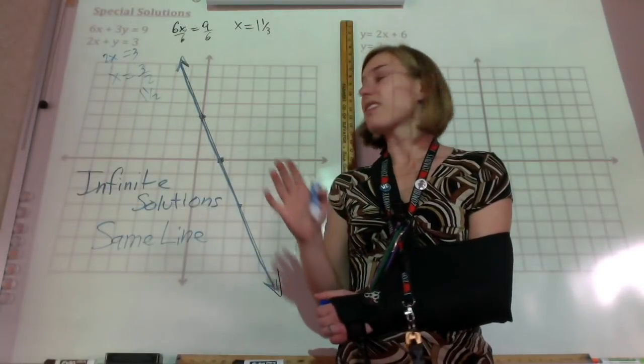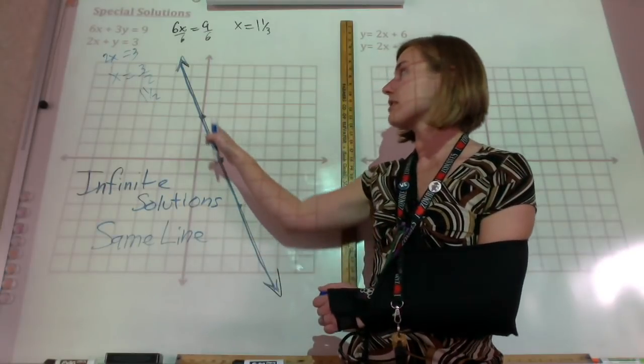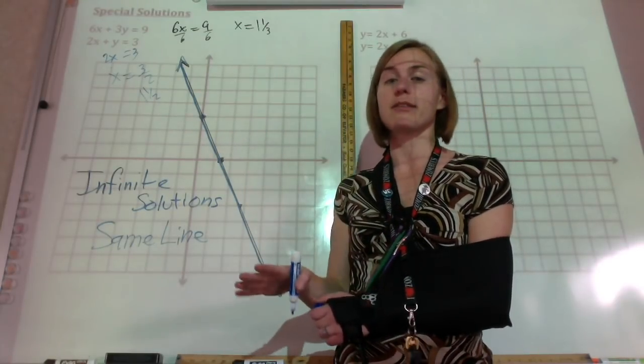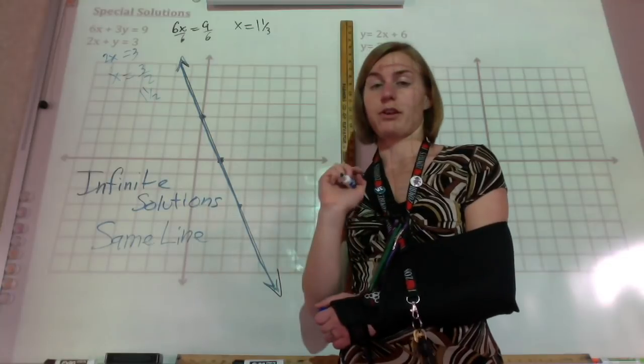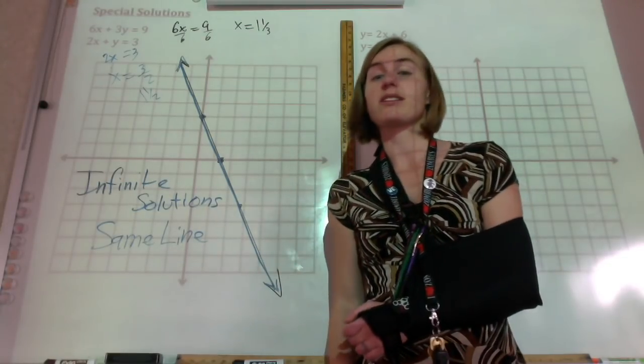Because they are the exact same line, they of course have the same solutions all along there. So you're going to have an infinite amount of solutions that can work in both of those. Let's take a look at one more special solution, but I bet a lot of you can figure out what it's already going to be.